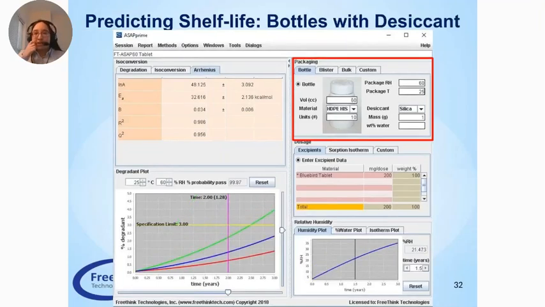So then what happens if we add desiccant? Over here we have 1 gram of silica gel desiccant incorporated into the packaging, and that makes a huge difference. Now we're at 100% probability of making the 2-year shelf life, and the mean shelf life is over 3 years.